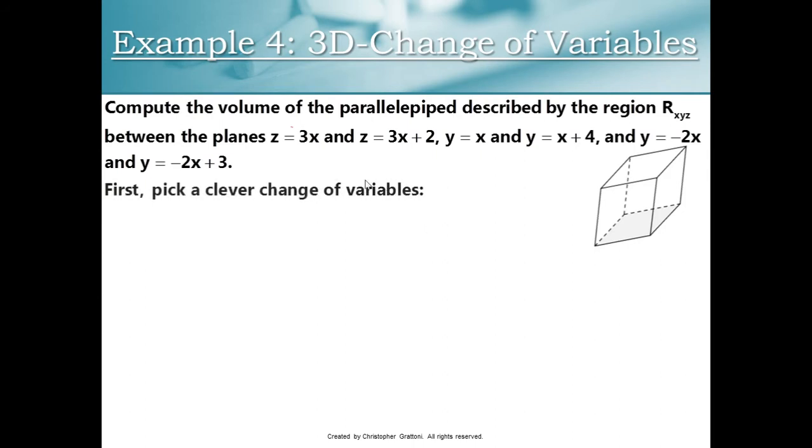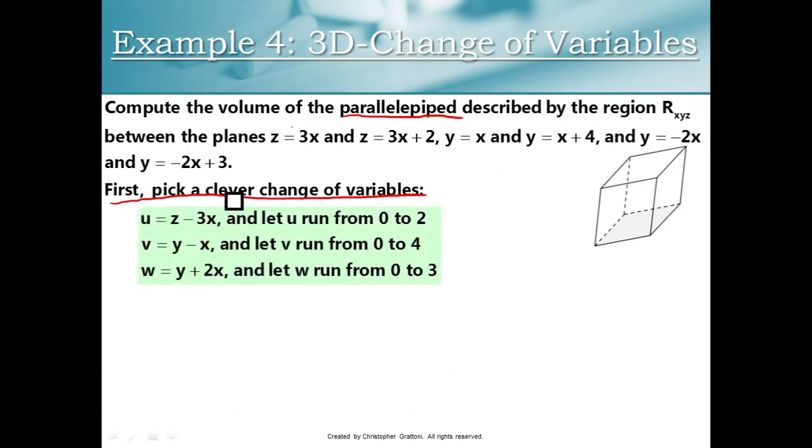So I'm going to pick a clever change of variables. Now instead of a parallelogram, I have a parallelepiped. Instead of a parallelogram that's bounded by 4 straight lines, my parallelepiped has 1, 2, 3, 4, 5, 6 different planes that bound it. But it's very similar to a parallelogram. I'm going to pick a very clever change of variables the same way that we were doing last chapter.